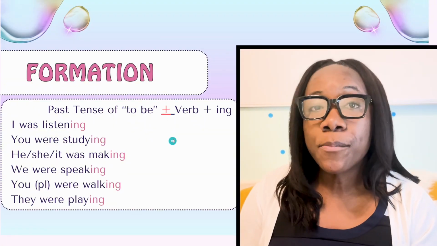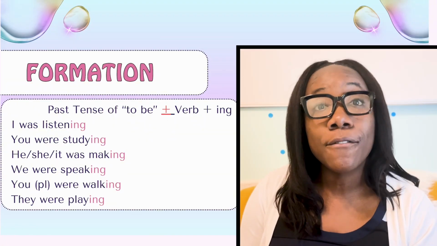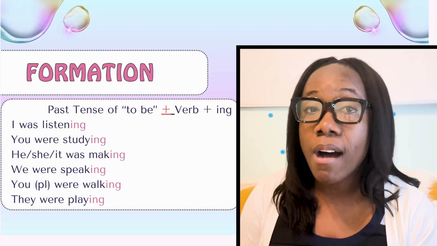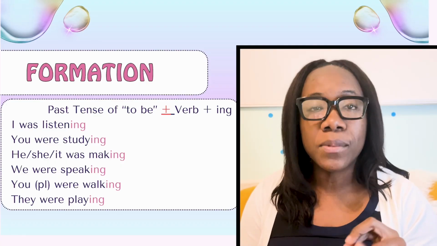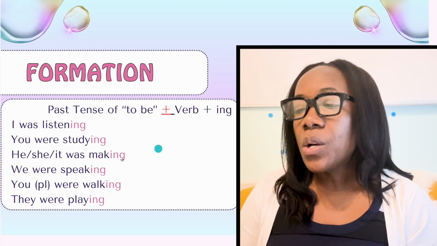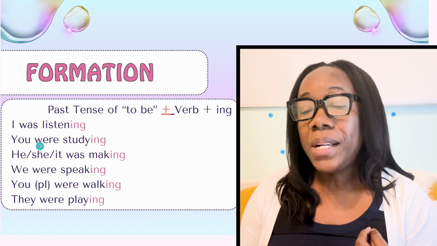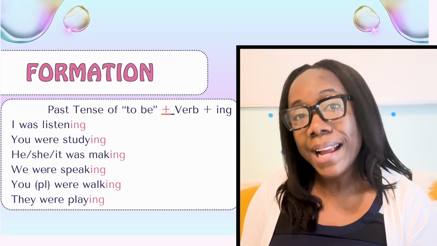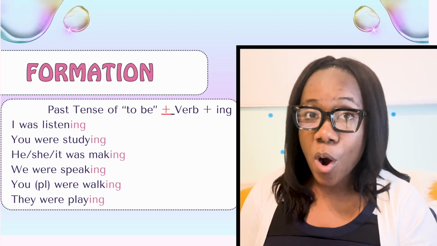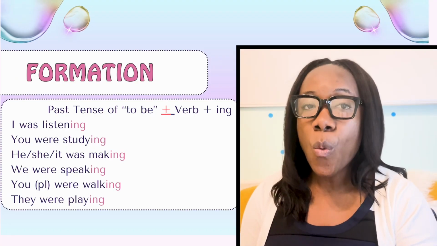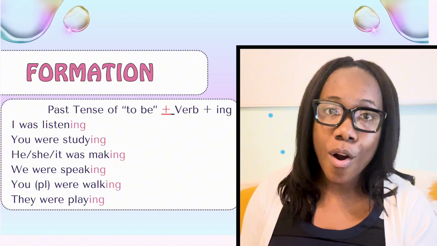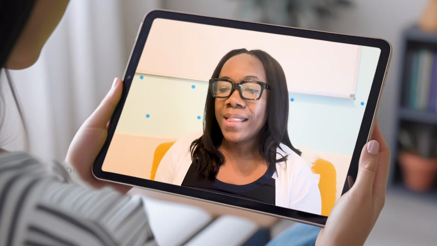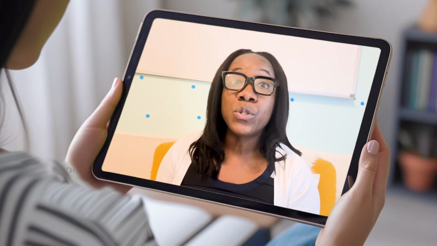Formation. For the past progressive, instead of using the present tense of to be like we do for the present continuous, we're going to use the past tense of to be, which has two forms, was and were. So let's look at to be in the past tense. We say I was, you were, he, she, or it was, we were, you in the plural were, and they were. Now, many people when speaking English, even native speakers of English, they confuse these two. They confuse was and were.